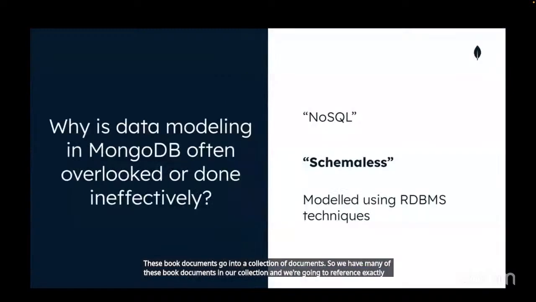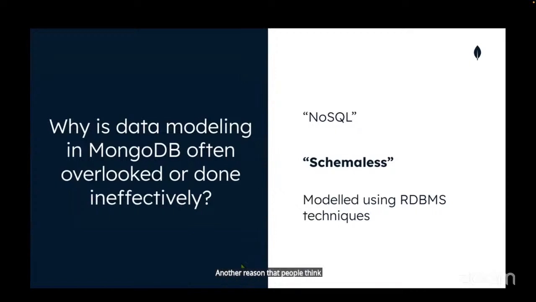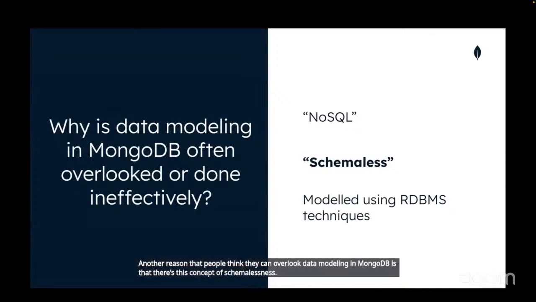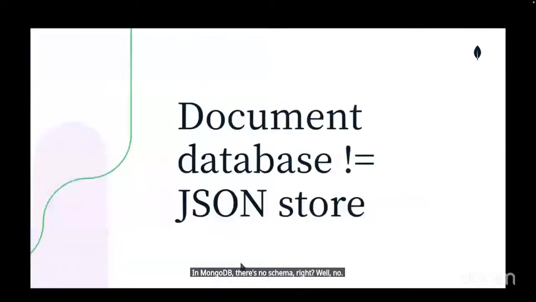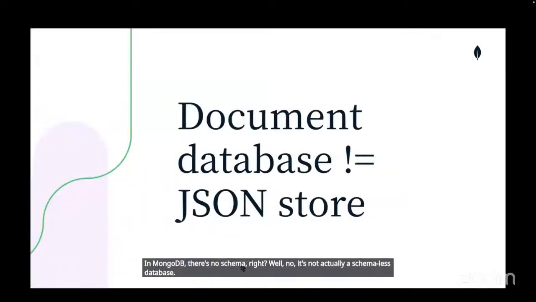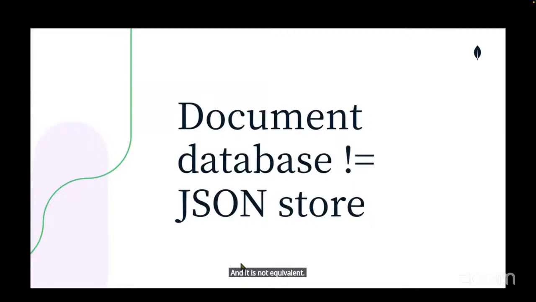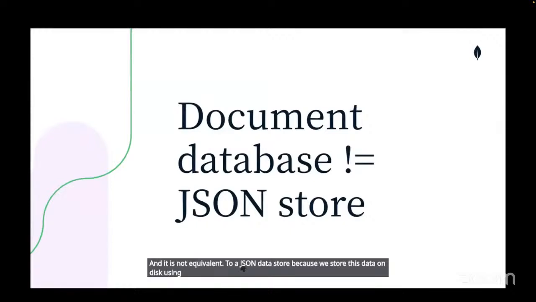Another reason that people think they can overlook data modeling in MongoDB is that there's this concept of schema-lessness in MongoDB. There's no schema, right? Well, no, it's not actually a schemaless database. And it is not equivalent to a JSON data store because we store this data on disk using something called BSON, a BSON representation of the JSON data.